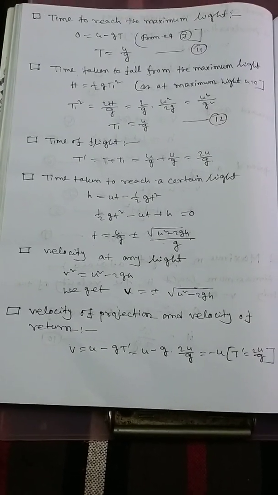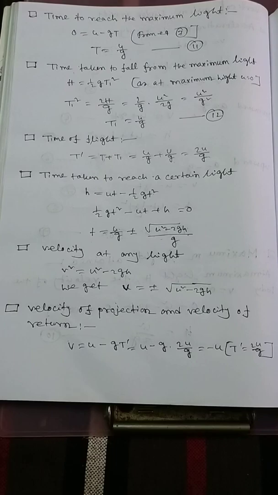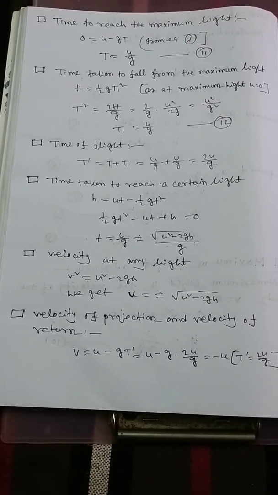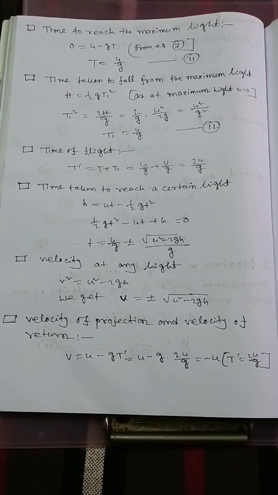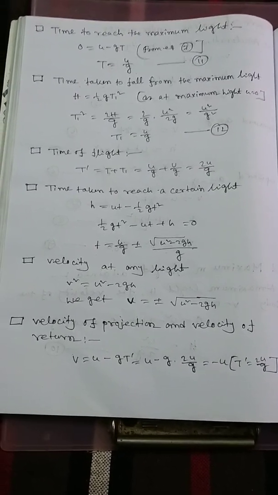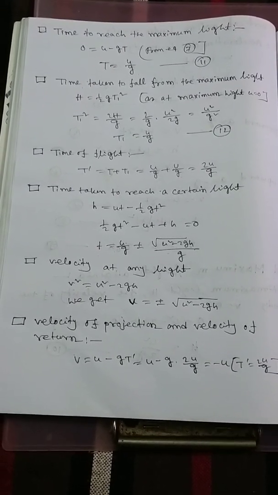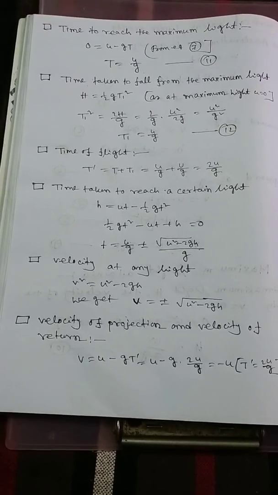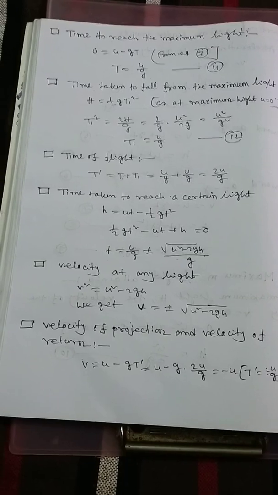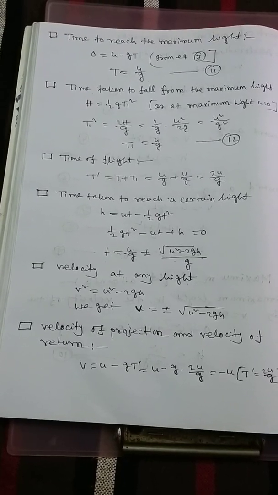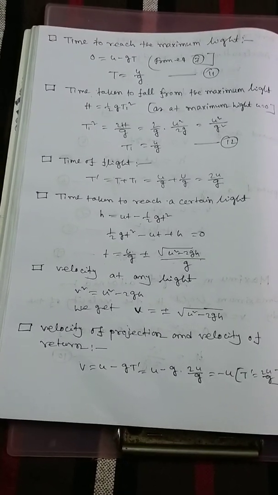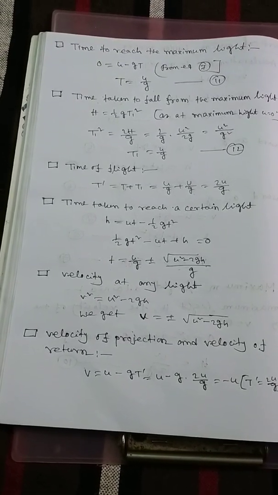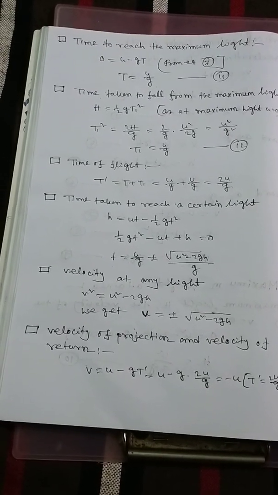Velocity at any height. From the equation v square equals u square minus 2gh, we get v equals plus or minus root over u square minus 2gh. Positive sign is applicable for upward motion and negative sign is applicable for downward motion. So an object crosses any point with the same magnitude of velocity in its upward and downward motion.